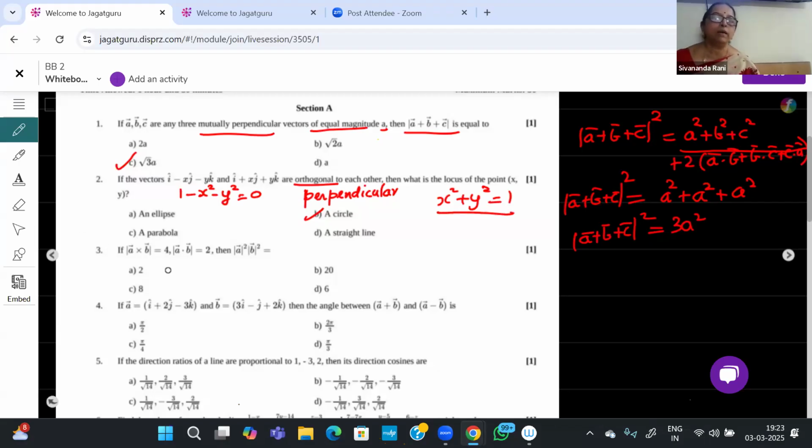Okay. Next one. Mod of a cross b is 20, ma'am. Very good. Correct, Jessica. So ab sin theta is 4. ab cos theta is 2. So square and add. So you get a square b square into sin square plus cos square is equal to 16 plus 4.